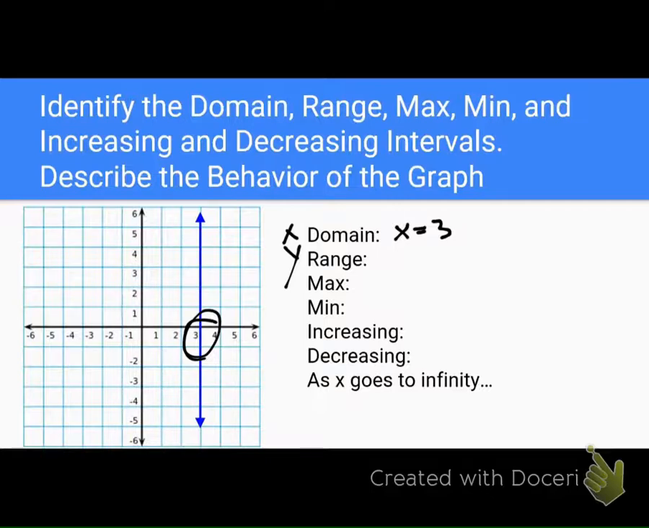My range, though, for my y values, as I go up, I don't have any problems, right? There's always an output. So for my range, I would say negative infinity to infinity. And then since that's my range, that means I have no maximum and there is no minimum, right? Because I can always go bigger and I can always go smaller. There's no highest point and there's no lowest point.